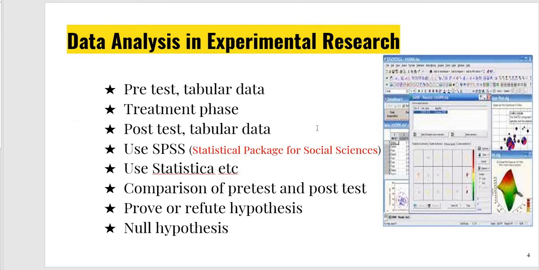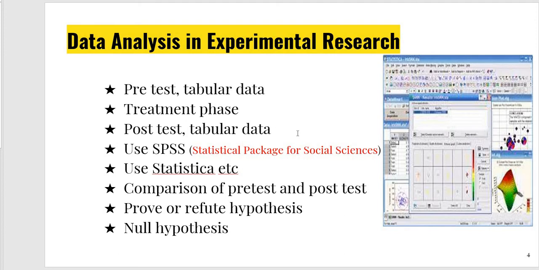Okay, data analysis in experimental research. In experimental research, you will find a pretest. Pretest is obviously in tabular form. There is a treatment phase. Treatment phase means there would be 5 to 10 lesson plans, and you have used them in your treatment phase, and then you have taken a post test from the control group and experimental group. Then the post test is also tabular data.